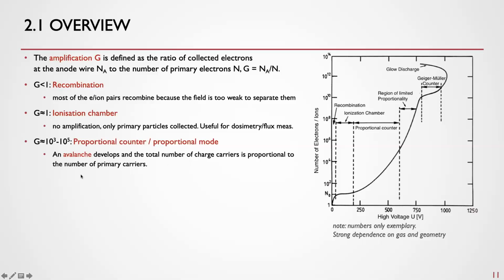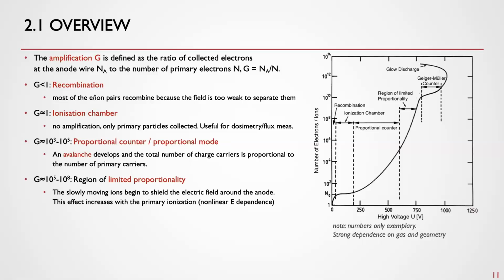Still, this is proportional with respect to the incident ionization signal, and therefore this is the most important operational mode in particle physics experiments, as long as we want to measure the total ionized energy signal. Now, if one increases the voltage further, there is an effect of limited proportionality.